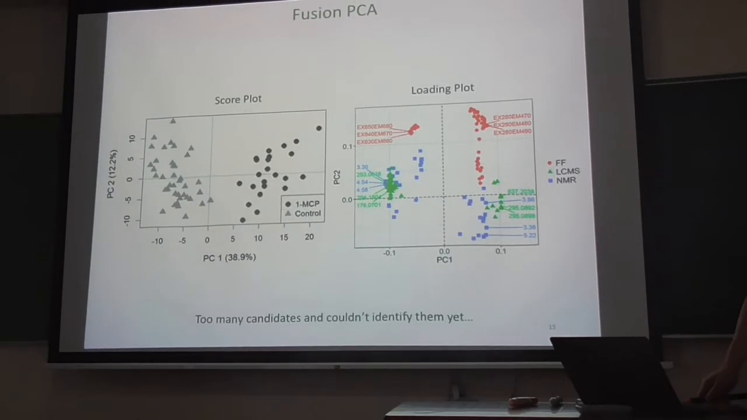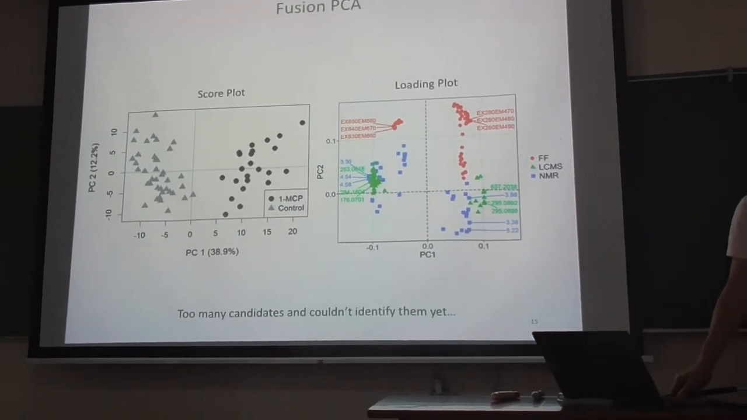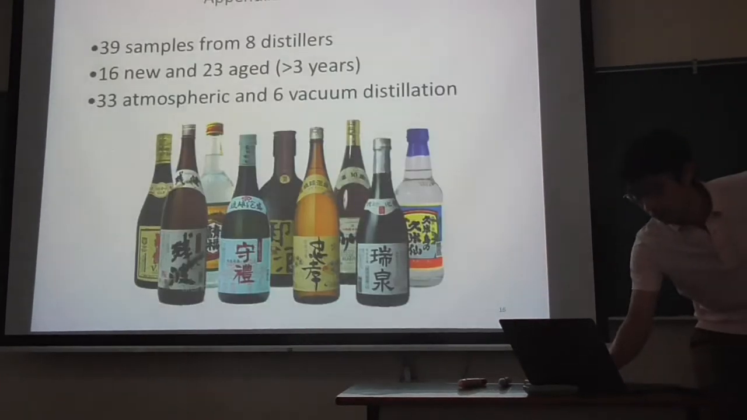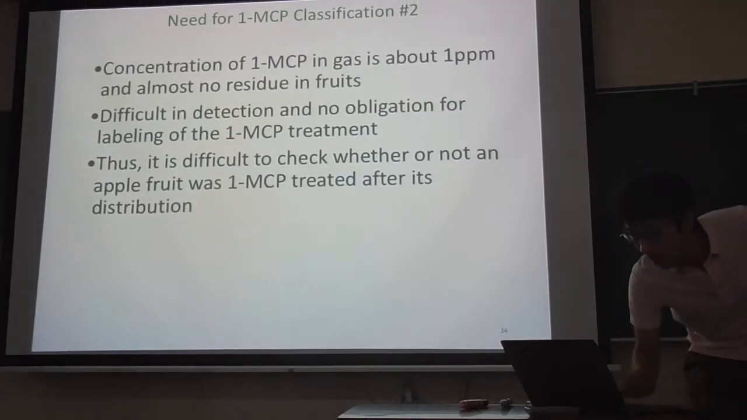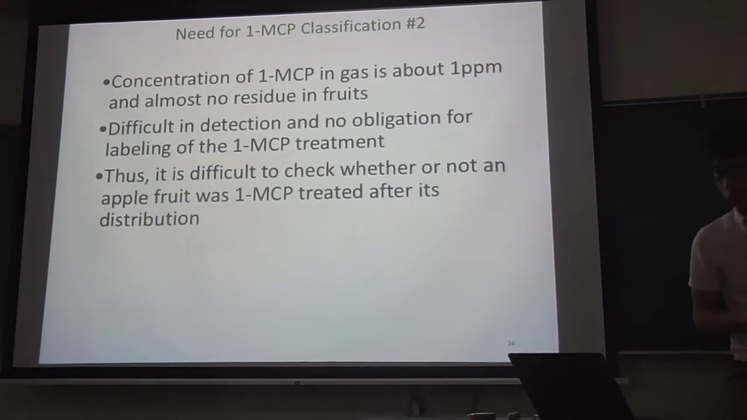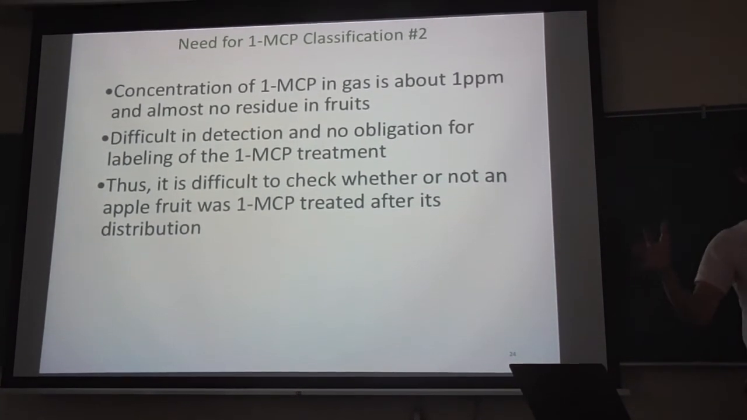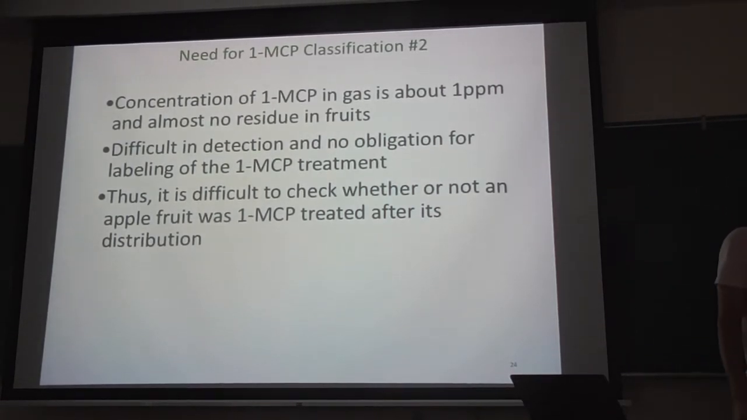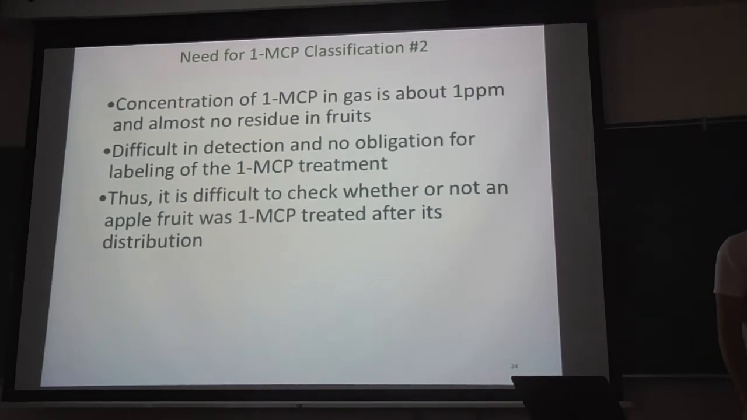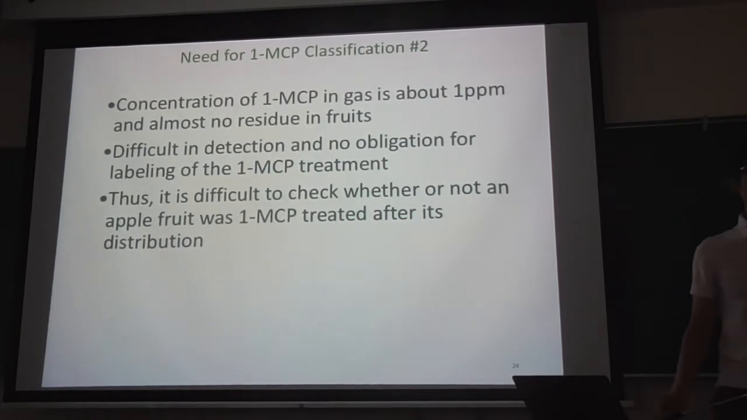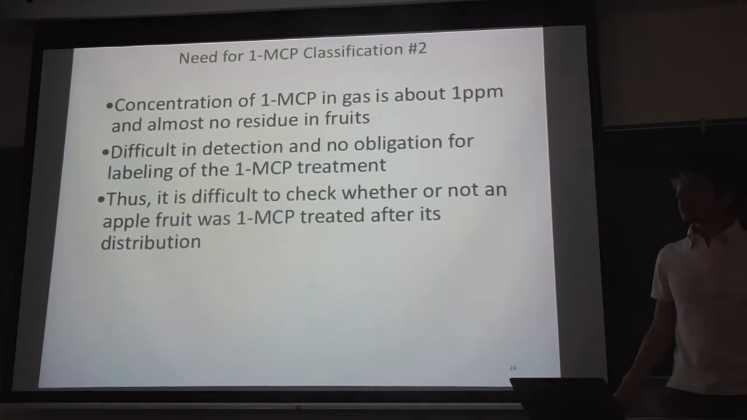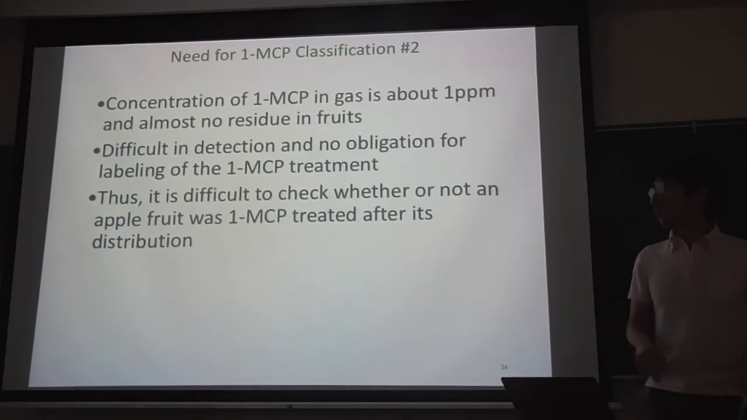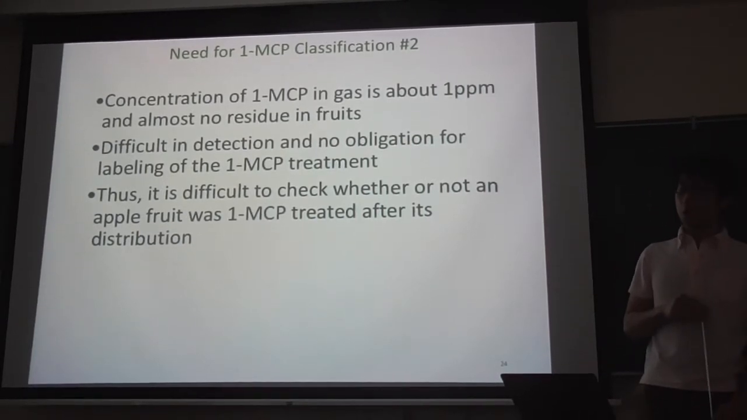I'm a bit curious about this 1-MCP. How do they do that? Do they put the apples in gas? Yeah, that's right. Gas in a room. They store the apples in the room with gas inside, though I'm not sure about the details. How about apples you buy in Japan? Are they treated with 1-MCP? Yeah, that's right. And all the others are treated with modified atmosphere, right? The combinations, yes. So, yeah, it's normal.